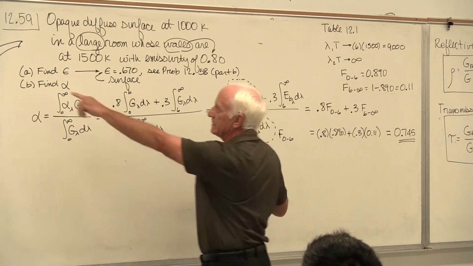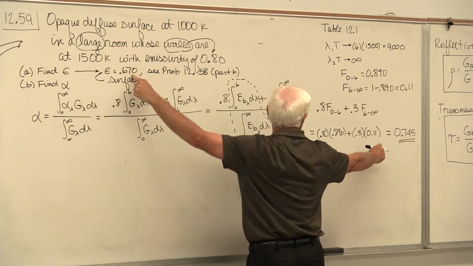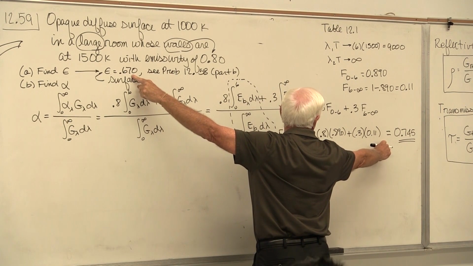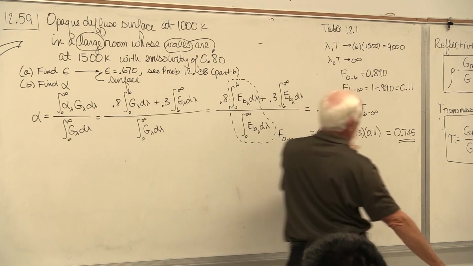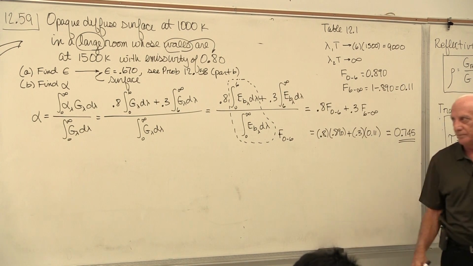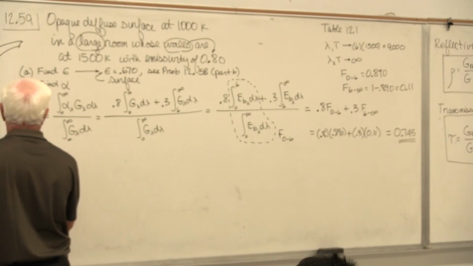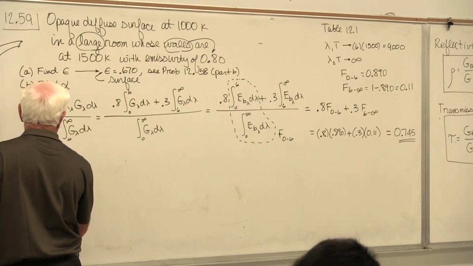Notice from part A, emissivity 0.670. Part B, absorptivity 0.745. They're not equal. Why aren't they equal? Because nobody said the surface is gray. Just like problem 12.58. Part C, find J.